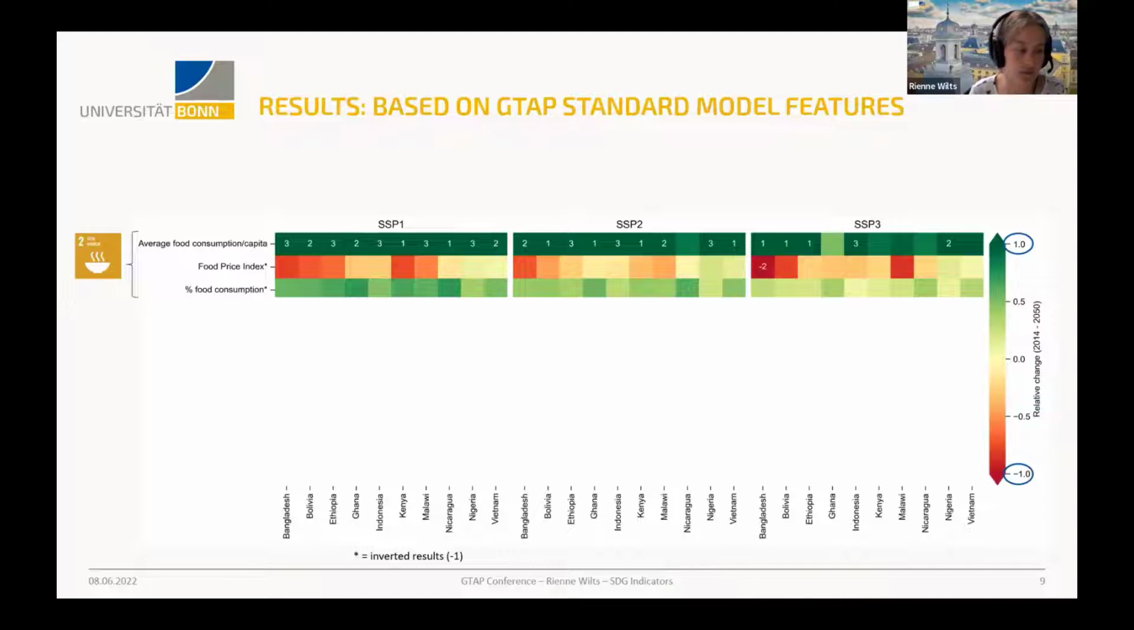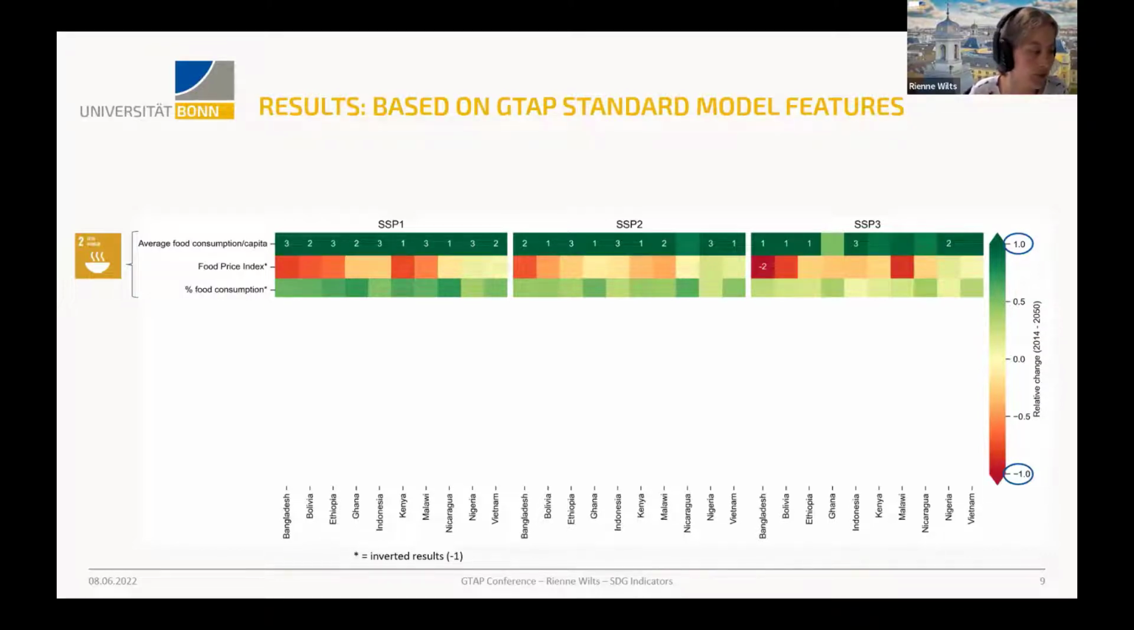So green here means that an indicator actually improves. So it does not necessarily mean that the indicator increases. So some results are inverted. And so red means here that it goes into the opposite direction of the target.